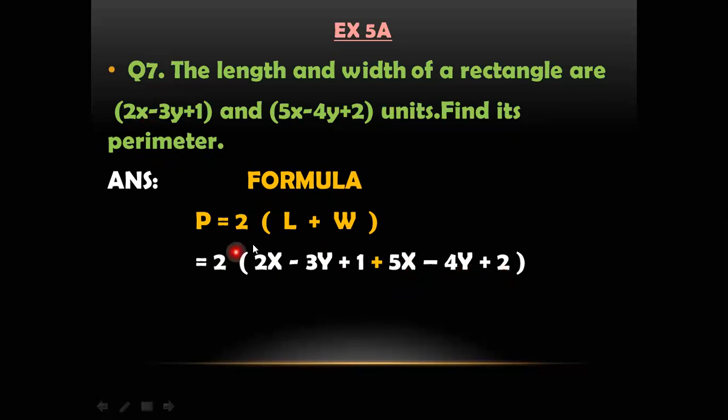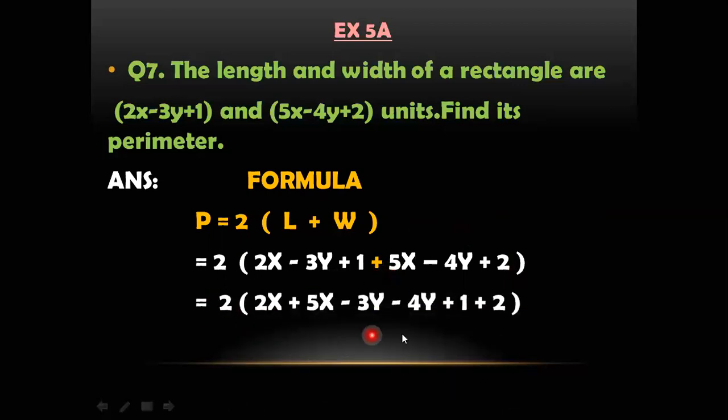So what operation we have to do inside this bracket? We have to do addition, right? Here the concept of addition is being applied. So I'm adding these two, 2x minus 3y plus 5x plus 4y. The same terms we have combined: minus 3y and minus 4y, same terms combined, plus 1 and plus 2 combined.